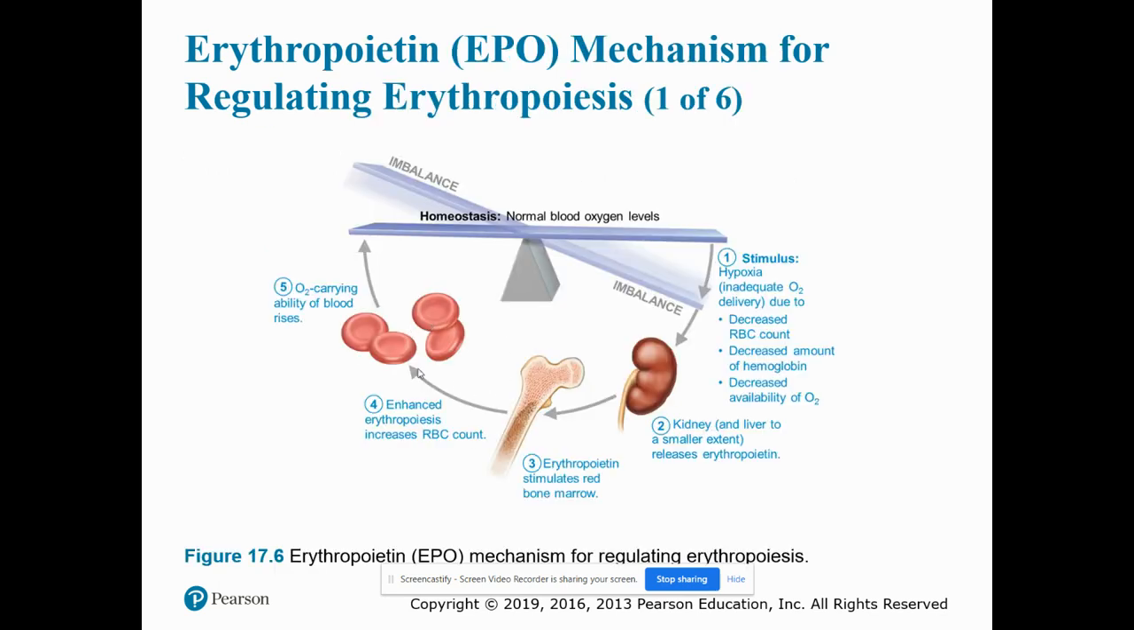So if we were to look at this, we have this balancing act. We have hypoxia, which is inadequate oxygen delivery due to a number of things: a decrease in red blood cell count, a decrease in hemoglobin, a decrease in O2 availability. This stimulates the kidney, and to a lesser extent the liver, to release EPO. EPO stimulates red bone marrow, which enhances erythropoiesis, which increases red blood cell count, which then increases the oxygen carrying capacity of the blood.